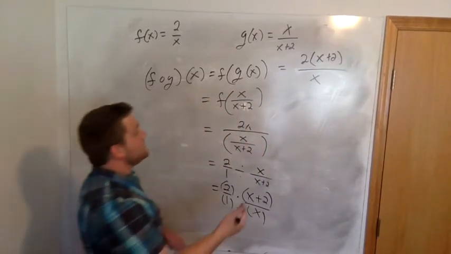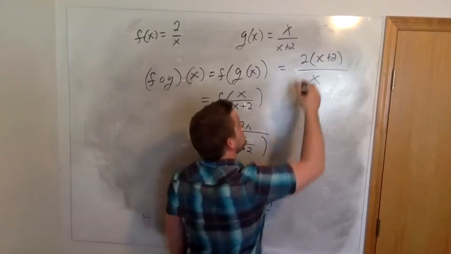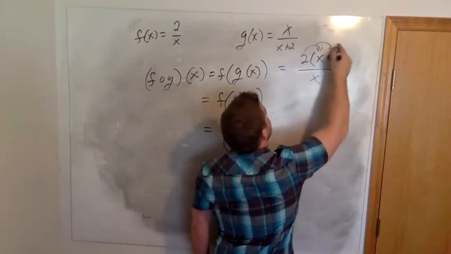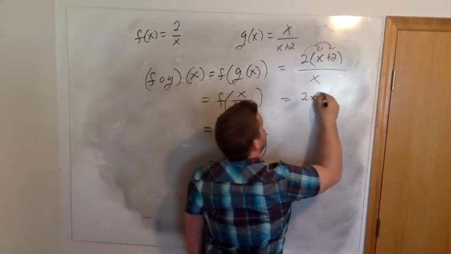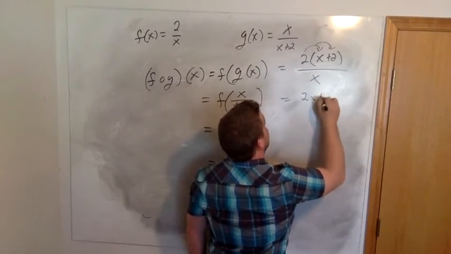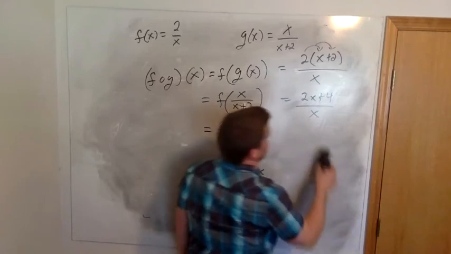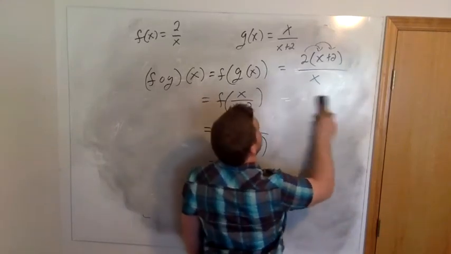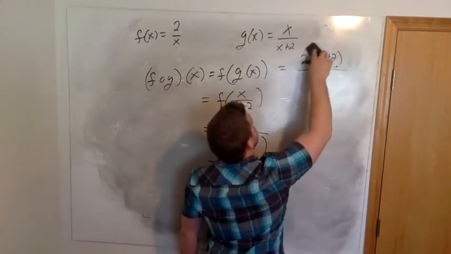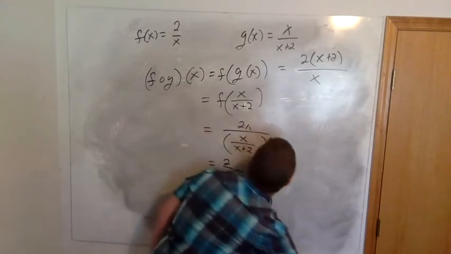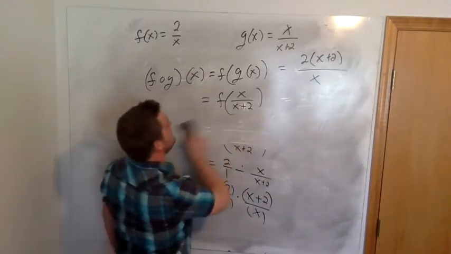So if you would like, you could distribute in that 2, and you could write this as 2x plus 4 all over x. I would accept either one. Neither one is more simplified than the other. I'm just going to keep it factored. Okay, so now let's go ahead and find its domain.